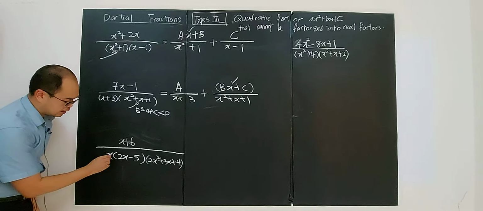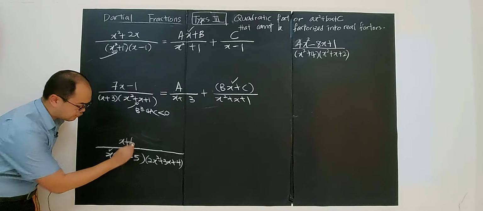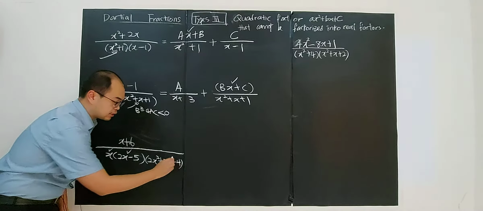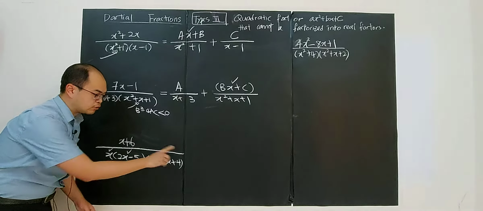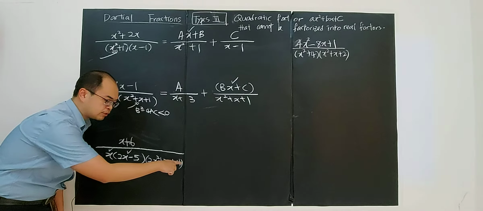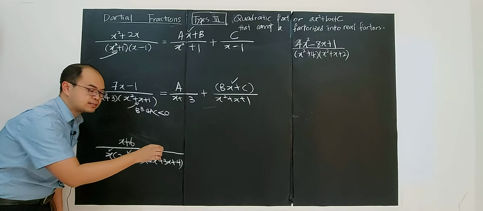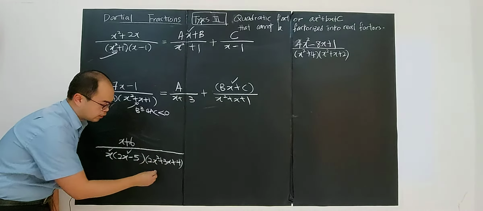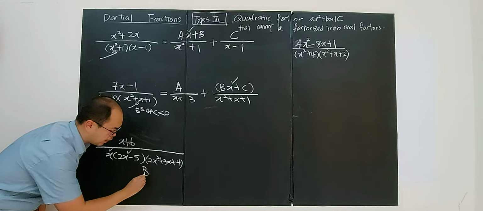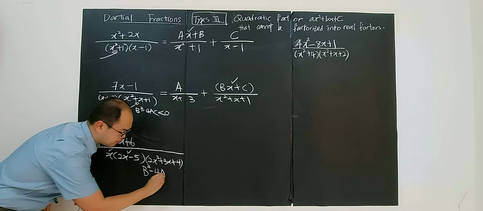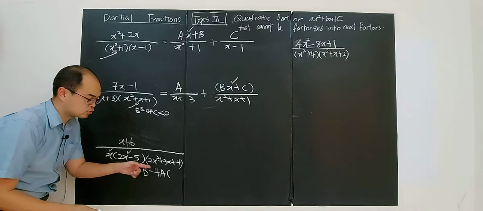Okay, we check the denominator. This is a linear factor, it is okay. Let's look at this one. Can it be factorized or not? You can use a calculator, key in everything here, and try to factorize, and you are getting an i. The i here means imaginary roots. Or you can use a more pro way, because you have the knowledge of all this, so you have to apply it.